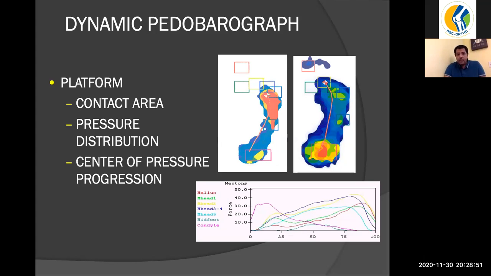And I will explain with some examples at the end of this lecture. It depends on three criteria, which are contact area, pressure distribution, and center of pressure progression. Here on the right, you can see this is a normal. You can see maximum effort comes through the heels, the lateral column of the foot, and the metatarsals. And here is the big toe.